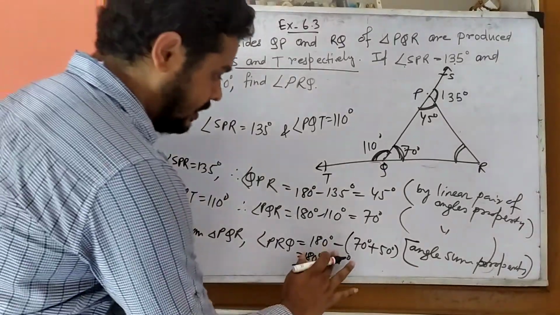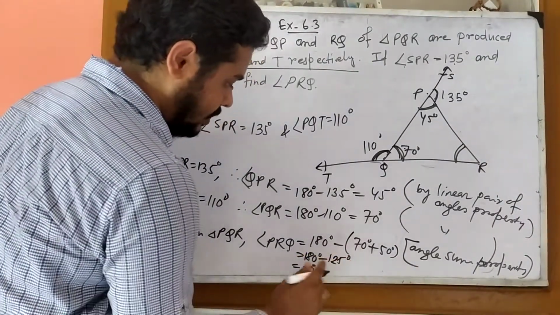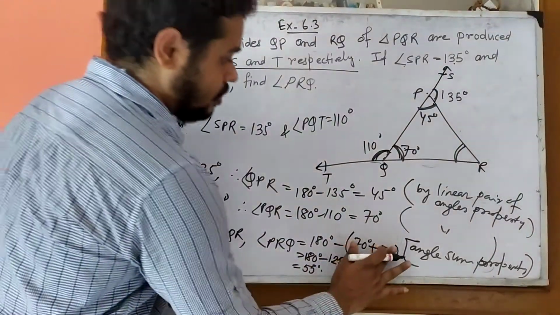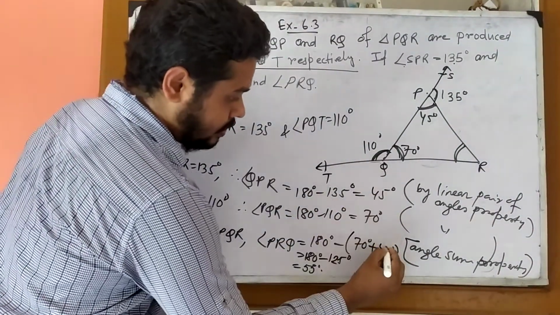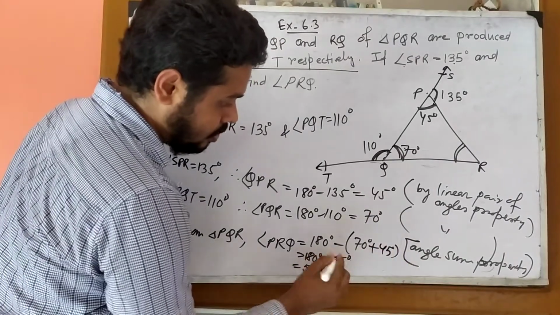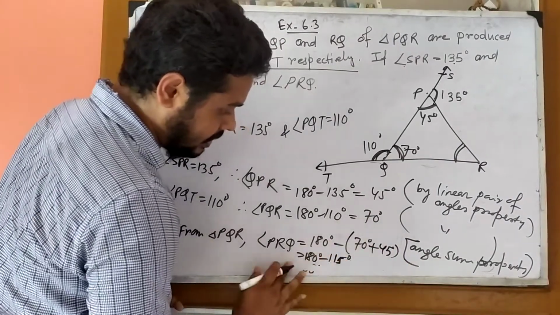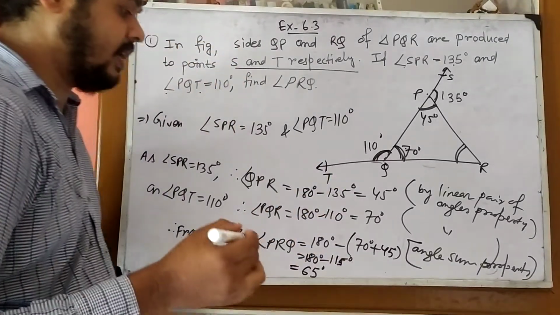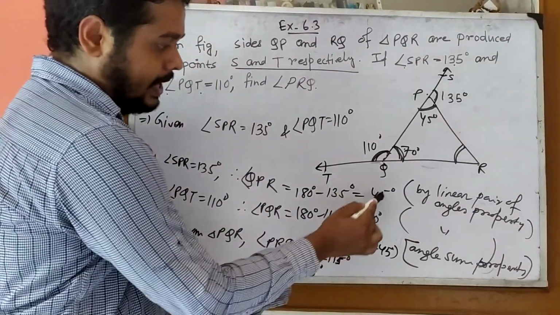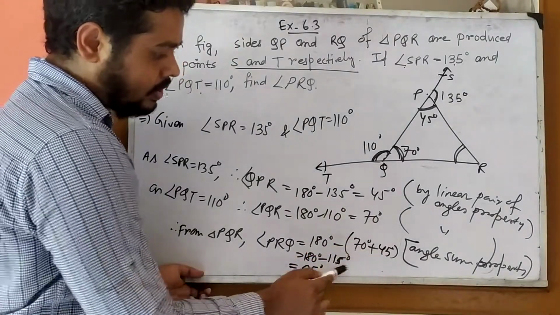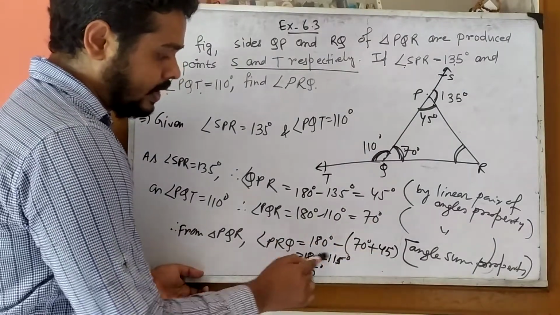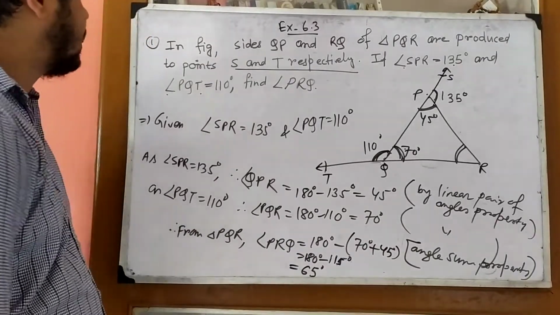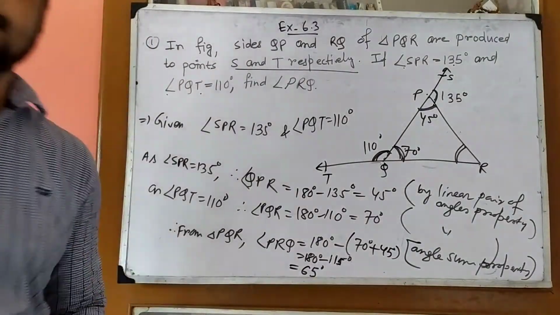Oh, sorry, very sorry, this one is 45 degrees. So 70 plus 45, that is 115 degrees. 180 minus 115 means our answer is 65 degrees. Okay. Now problem number 2.